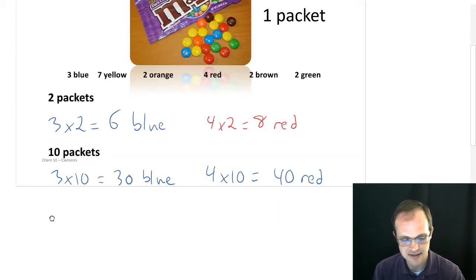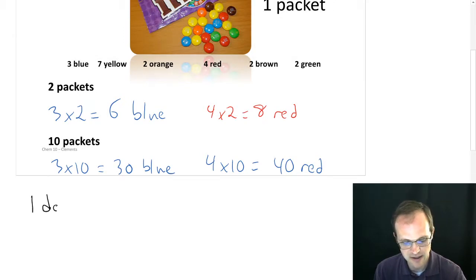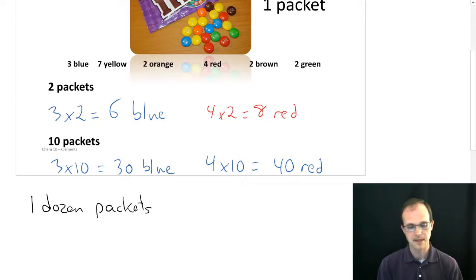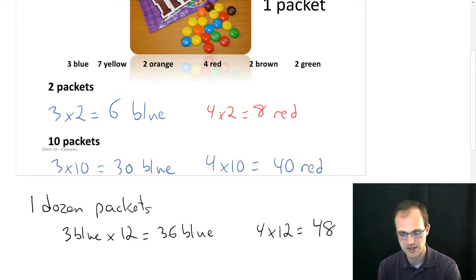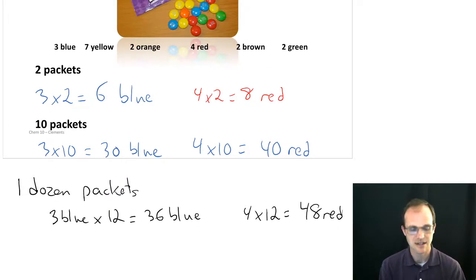Instead of talking about packets, let's talk about a dozen packets. What if I had 1 dozen packets of M&Ms? We're just going to focus on blue and red for now. So if I have a dozen packets, what do I have? Well, each packet contains 3 blues, and a dozen is 12, so I've got 36 blue. And each packet contains 4 red, and a dozen is 12, so 4 times 12 is 48 red ones. Most people would be able to come up with that on their own without too much difficulty.